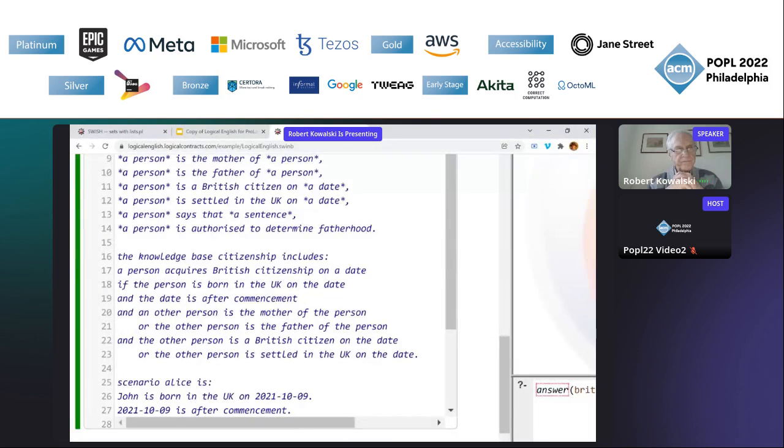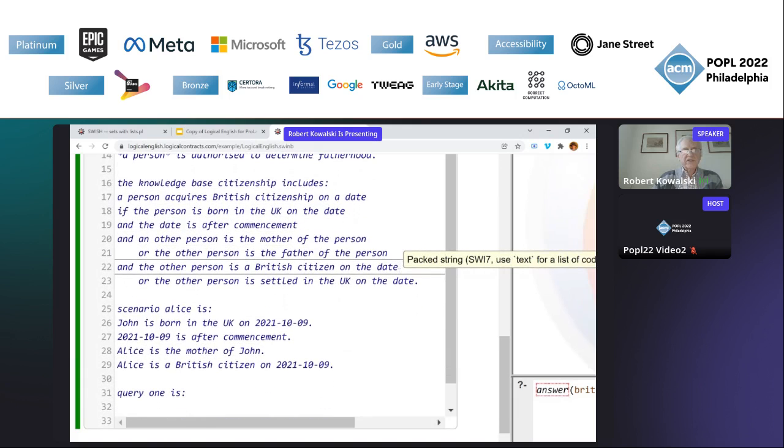Here we have a rule in the knowledge base called citizenship, which has a single conclusion that a person, any person, you or me, acquires British citizenship on a date, any date, if the person is born in the United Kingdom on the date, so that's the same variable referred to a second time, and the date is after commencement, which is the 1st of October, 1984, and another person is the mother of the person, or the other person is the father of the person, and the other person is a British citizen, or the other person is settled in the United Kingdom on the date, which is the date that the person is born, and also the date on which the person acquires British citizenship.